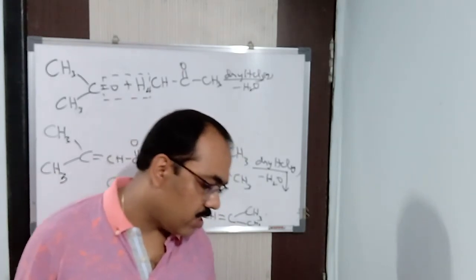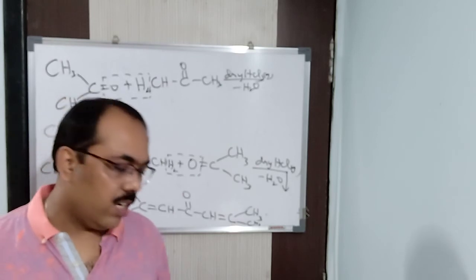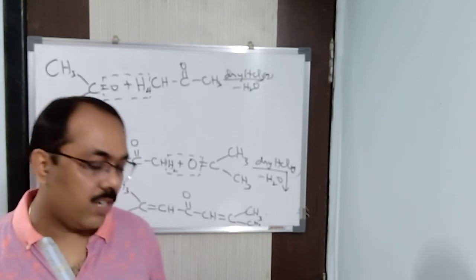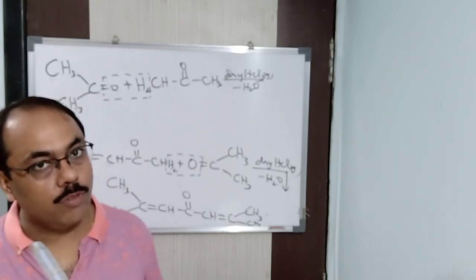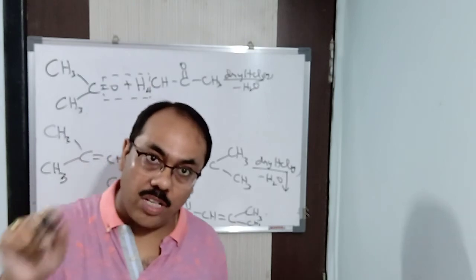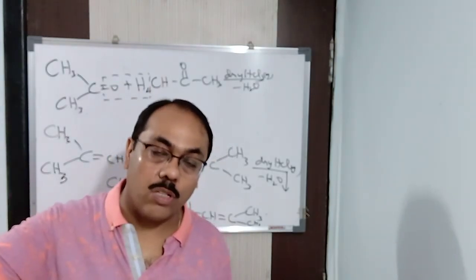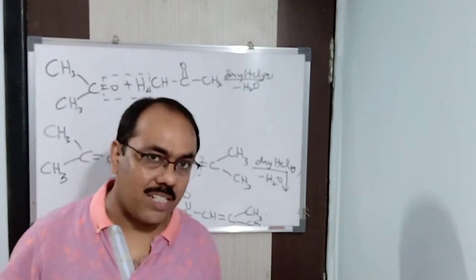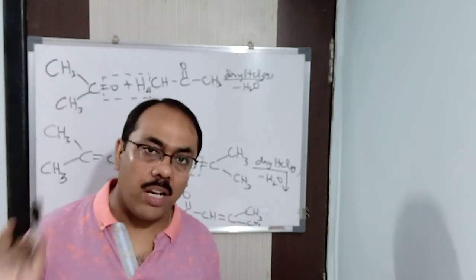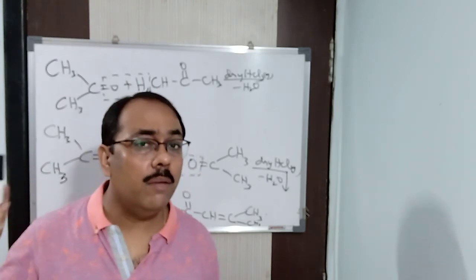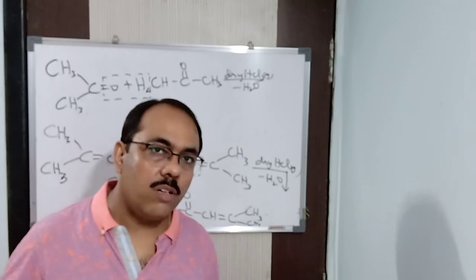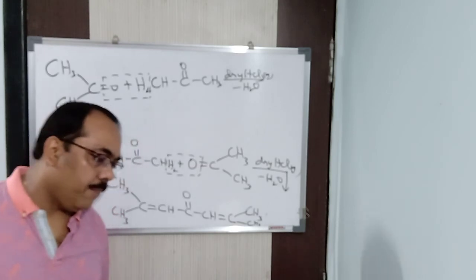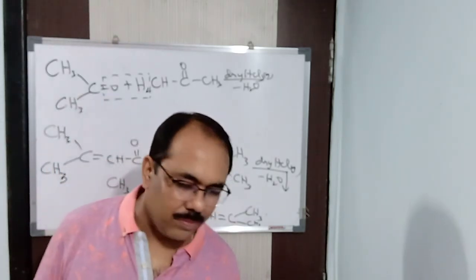In presence of conc H2SO4 it will give you mesitylene. What is mesitylene? It is 1,3,5-trimethylbenzene, plus 3 molecules of water removed. Conc H2SO4 removes water molecules, so I am going to get mesitylene, 1,3,5-trimethylbenzene, plus 3 molecules of water. This is also another condensation reaction with conc H2SO4.